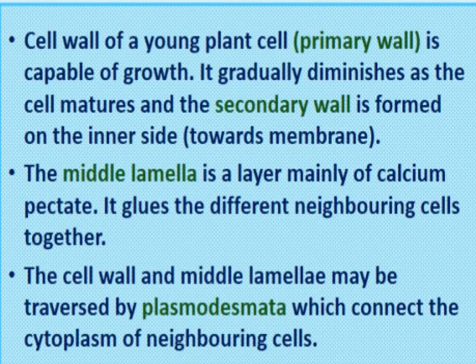The cell wall and middle lamella may be traversed by plasmodesmata, which connect the cytoplasm of neighboring cells. So plasmodesmata is a type of connection between the cells which connects the cytoplasm of neighboring cells. You can say these plasmodesmata are present through the cell wall and the middle lamella, and these are helpful for the connection of the cytoplasm of neighboring cells.